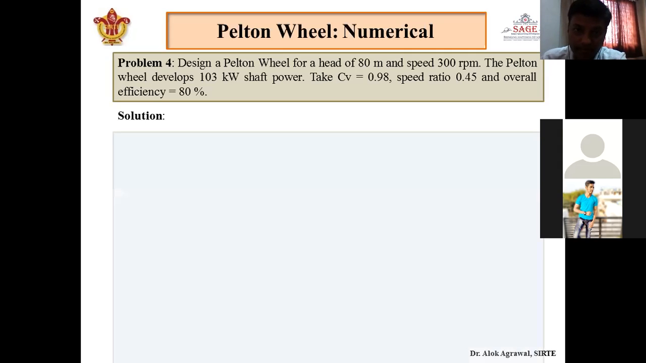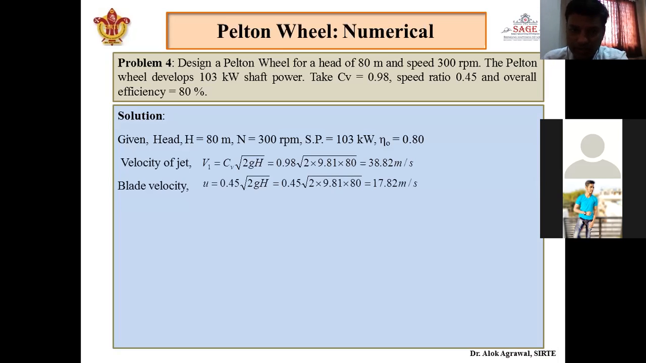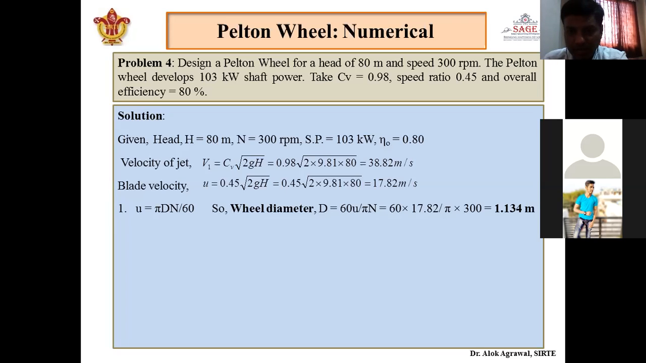So let's start. Given are head, N in RPM, shaft power, and overall efficiency. Again, similarly, we have to calculate the velocity of jet. V1 is equal to Cv root 2gH. So it gives 38.82 meter per second velocity of jet. Similarly, velocity of blade can be calculated, 17.82. I am not explaining because in the last three problems we have done the same thing. Next, U is again pi D N, so wheel diameter can be calculated by the similar formula, 1.134. So the first thing is known.